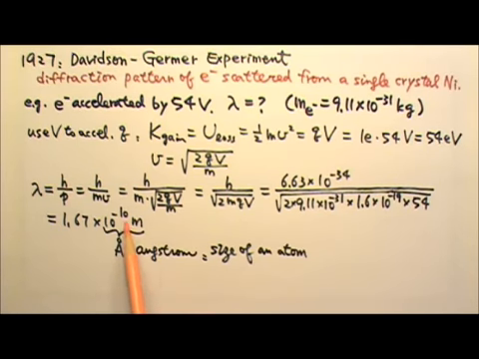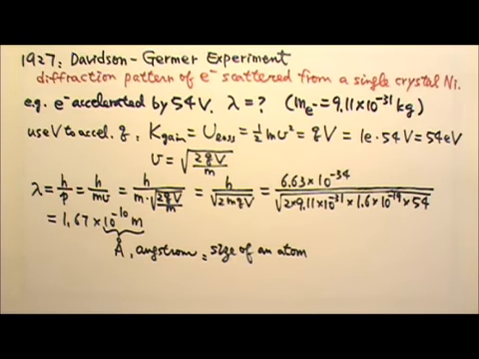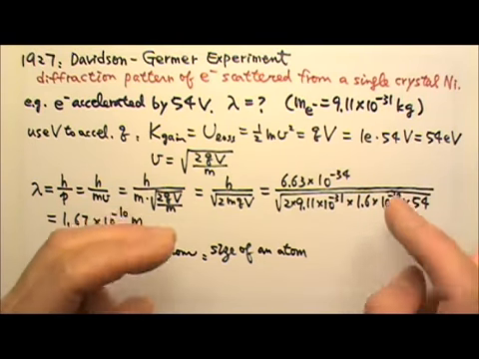10 to the negative 10th of a meter is also called an angstrom, and we write a capital letter A with a little circle on the top for angstrom. An angstrom is about the size of an atom. So the wavelength of these 54 eV electrons is 1.67 angstroms. Remember that we need a slit distance similar to the wavelength to produce a significant diffraction pattern. With this wavelength, we can use atoms as slits.